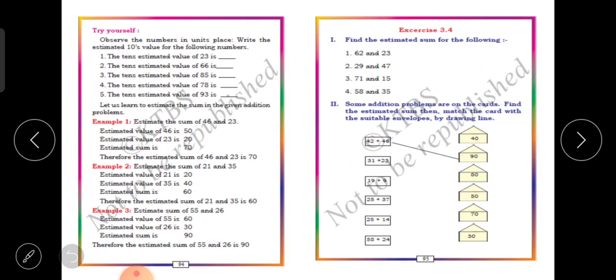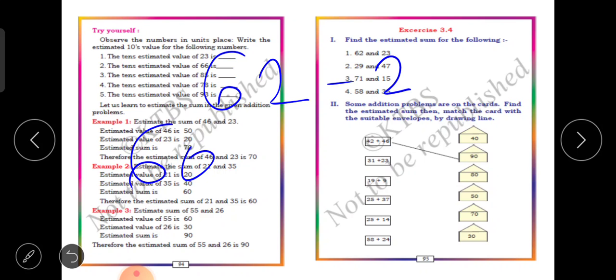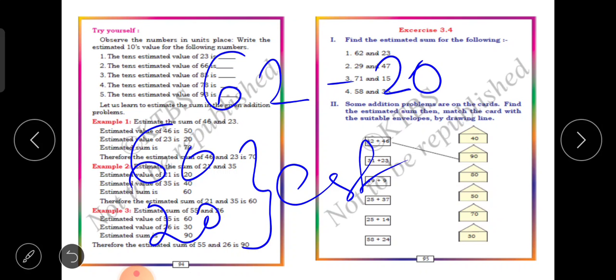Is it clear what I told you? For 62, which is the nearer number? It is 60. For 23, what is the nearer number? It is 20. So now you are going to add 60 plus 20. The estimated sum of 62 and 23 is 80. You are going to write the number 80. So find out and write the answer. Here, the match the following is very easy. You can do that.